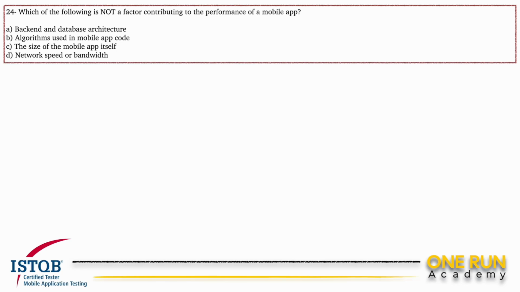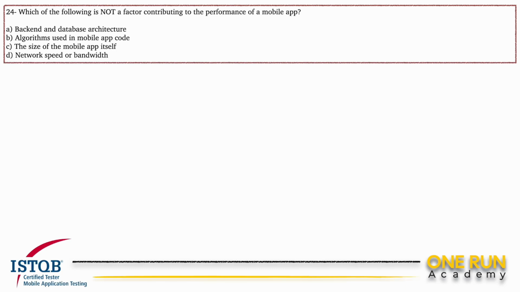Perfect. Let's dive into this question together. And let's start by understanding the core of what we're trying to figure out. The question asks us to identify which factor does not contribute to the performance of a mobile app. When we talk about performance, we're considering anything that could affect how quickly or efficiently an app operates, from how it processes information to how it interacts with a server or the device itself. Understanding these elements is key to knowing what truly impacts performance and what might be less relevant.